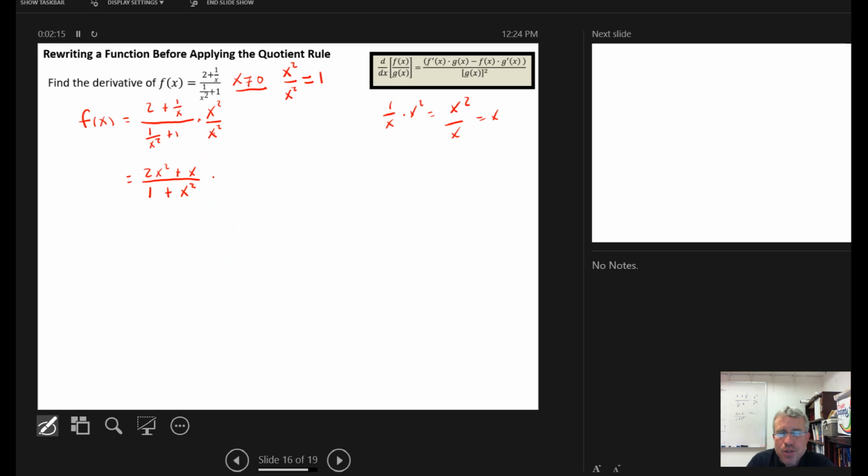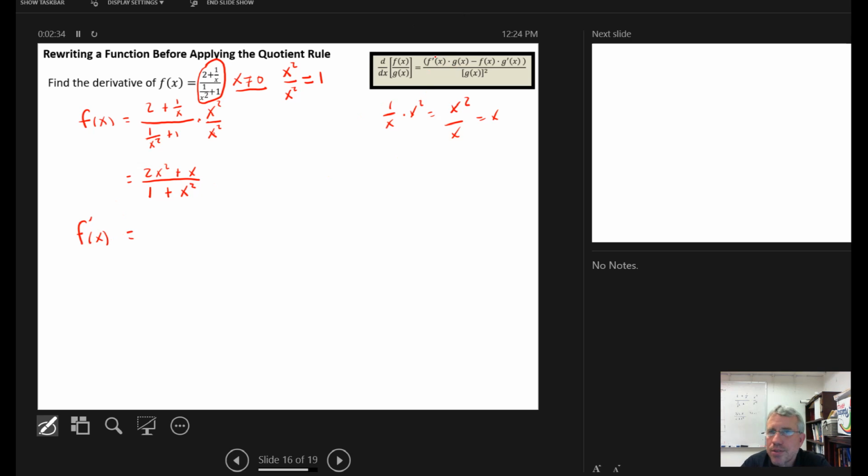And now I have a rational function that looks a lot cleaner than the complex function that I had up here. And this is going to be easier to apply the quotient rule to than the original function. So now I'm going to go ahead and find the derivative.